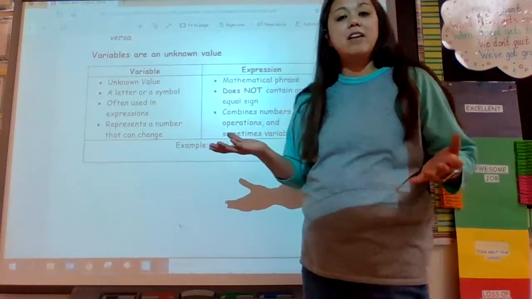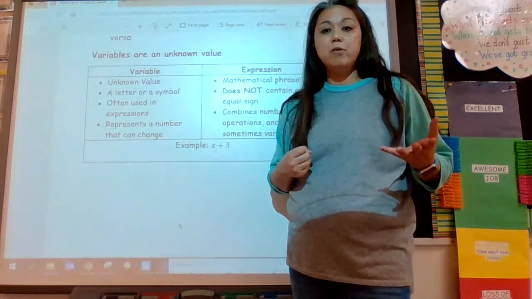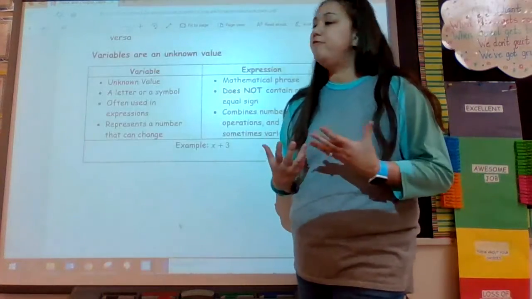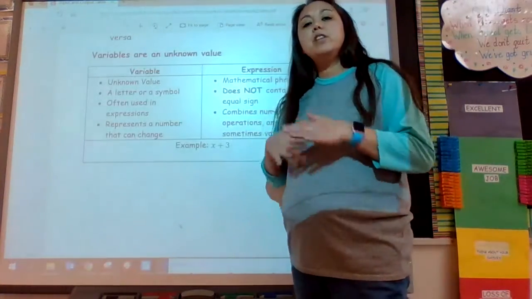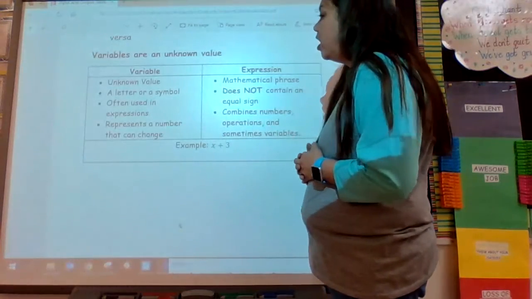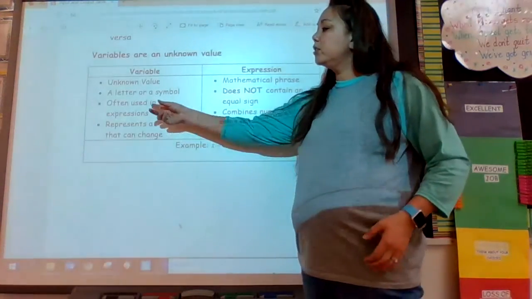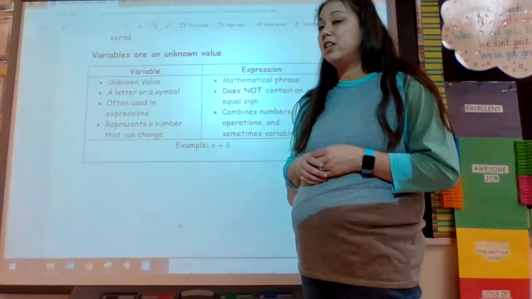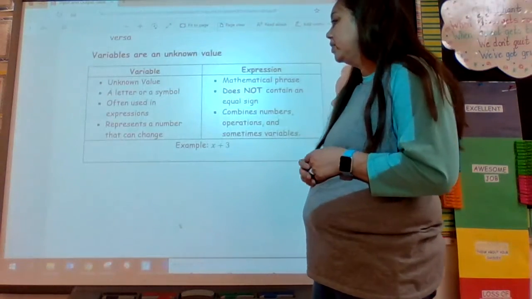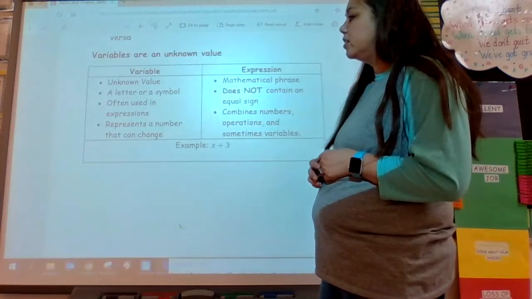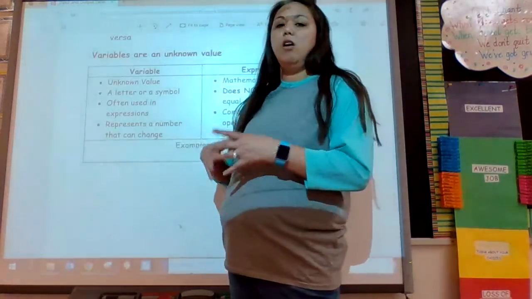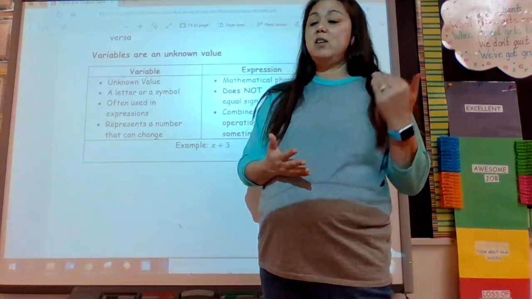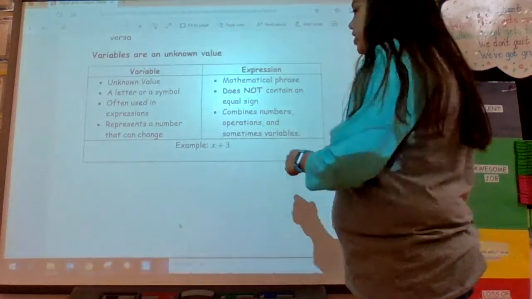We even have them in our area and perimeter charts. We use P for perimeter, A for area, L for length, W for width. Those are all variables because we can input different numbers in there to get different answers. Often used in expressions. Remember, expressions are number sentences without the equal sign. So it's like 5 plus 7. That's an expression. Okay? And they represent a number that can change. They just represent all numbers. And that number can change. And that's why we put different numbers into X to see what it is. Or to Y or whatever it is.